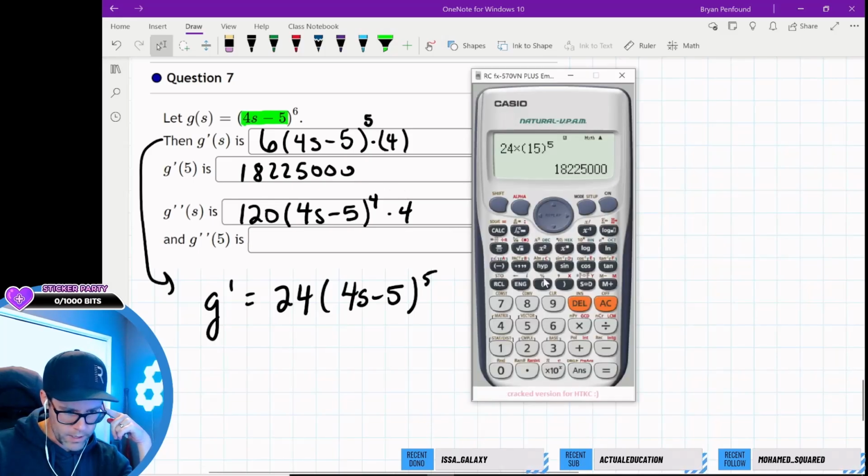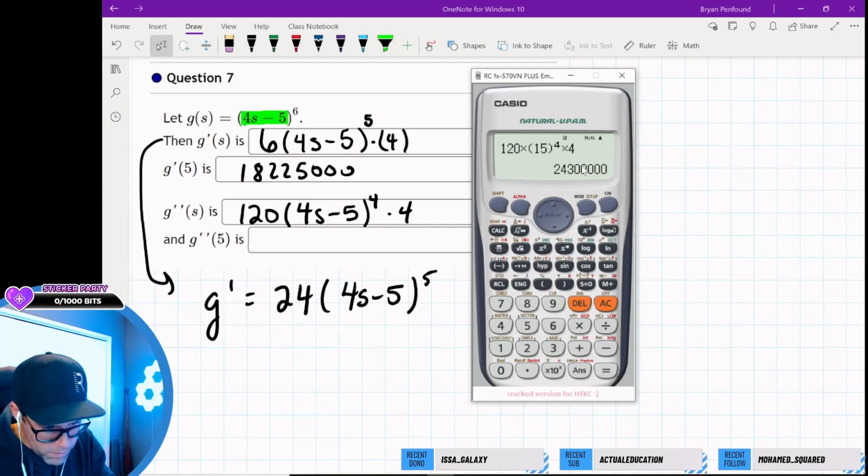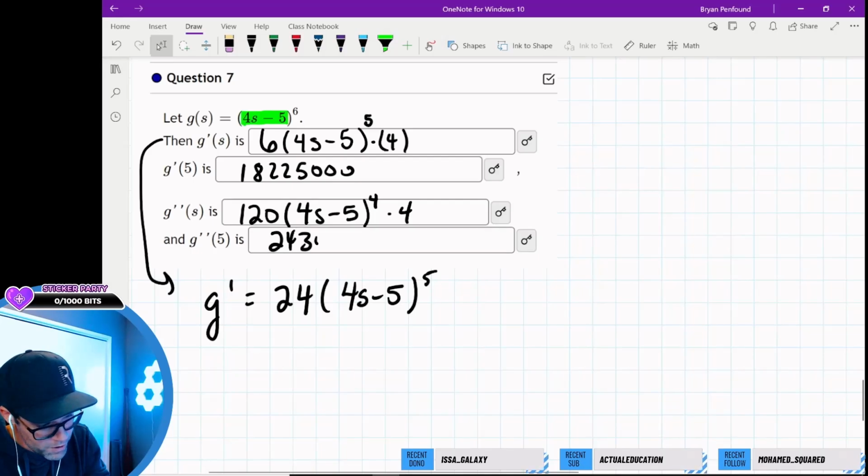So in this case, we need 120. That's not 120, that's 220 times 15 to the 4 times 4. That's still pretty big. That's 1, 2, 3, 4, 5 zeros.